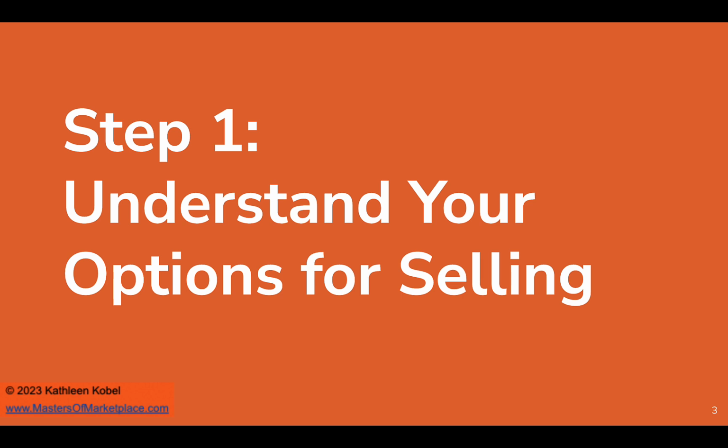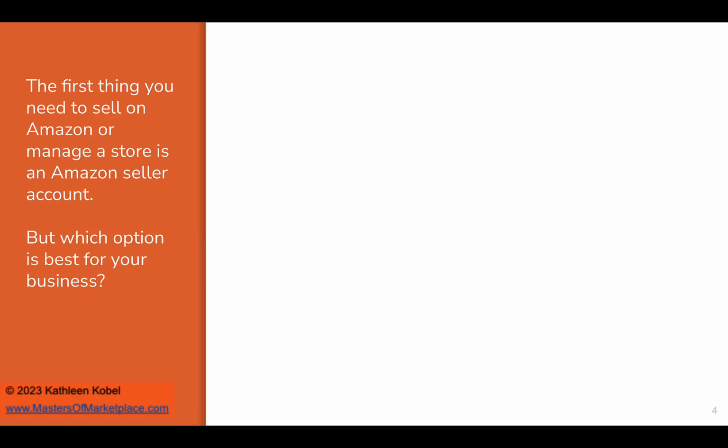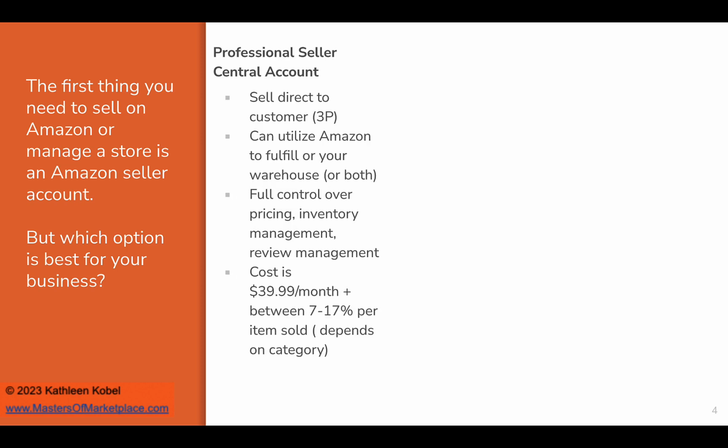So step one is really understanding what your options are for selling on Amazon as a small business owner. The first thing you need is to get your seller account set up. Now, I say seller account, but there's a couple different kinds of accounts. Vendor account, basically the way you're going to sell on Amazon. But which option is best for your business? There's a couple primary ones I'm going to talk about, and then I'll talk briefly about some of the other opportunities. But here we're really talking about selling to the customer, selling physical products.